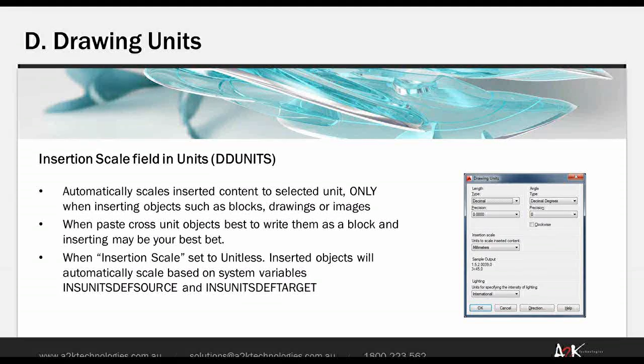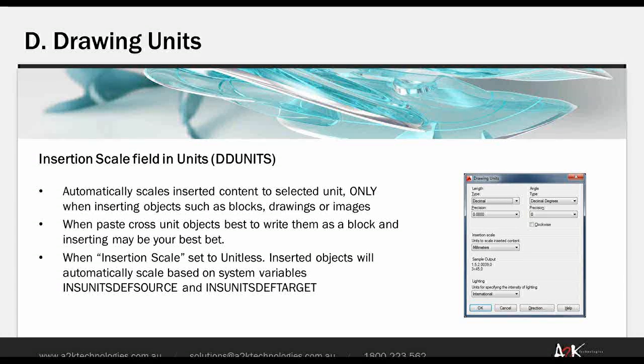So for example, if you set your units to millimeters in one drawing and meters in another, when you want to paste across units, going from one unit to another, I find the easiest thing to do is to write the objects out as a block. It remembers what that insertion scale is, and then when you insert it, it reads that value, compares the two values in the drawing and applies a scale factor as it gets inserted.